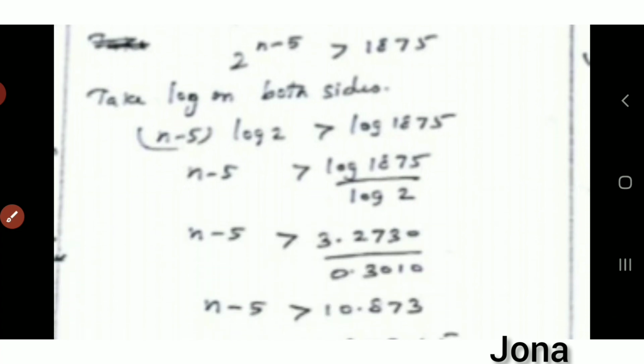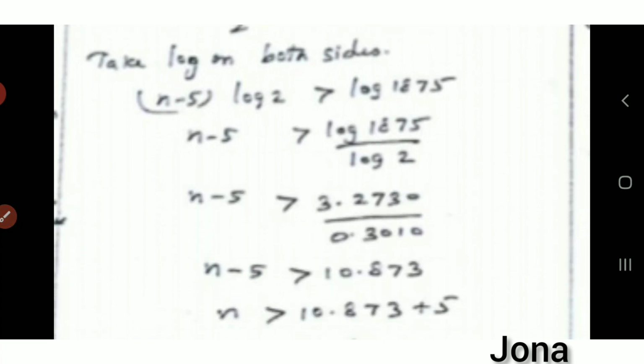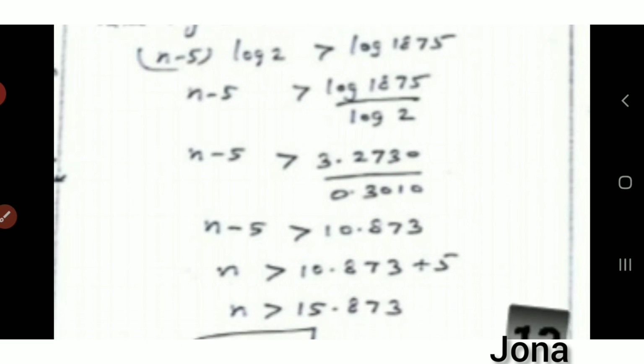And then keep n minus 5 at the left hand side and take log 2 to the other side as division. So we have n minus 5 greater than log 1875 divided by log 2. In the logarithmic table, we can find the value of log 1875 as 3.2730. We know how to take the log there. So 4 digits are there, subtract 1 from that, that is 3 point, and we have to put the log table value as 2730, divided by, for log 2 the value is 0.3010.